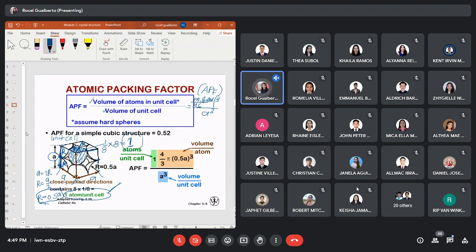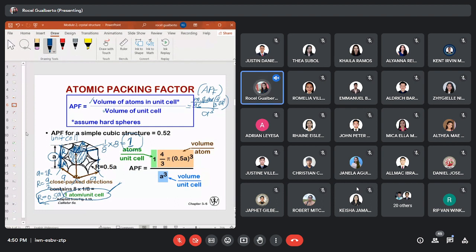And what is the volume of the sphere? Hello? What is the volume of the sphere? Anyone? Hello? Pi R cube po. Okay, correct. Si Miss Janela. That would be 4/3 pi R cube. Okay? So, yan po ngayon yung magiging equation natin. That will give you the volume of atoms in a unit cell.